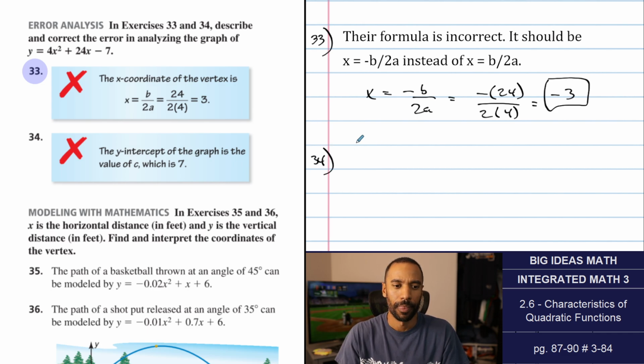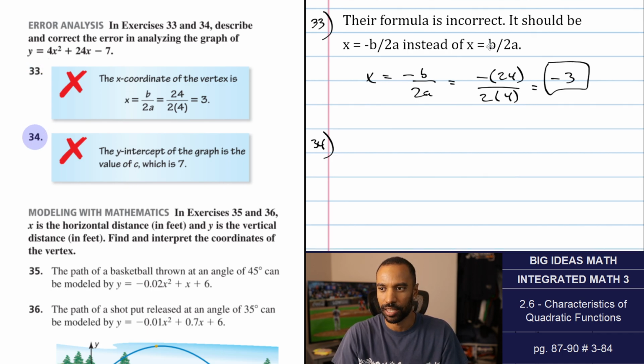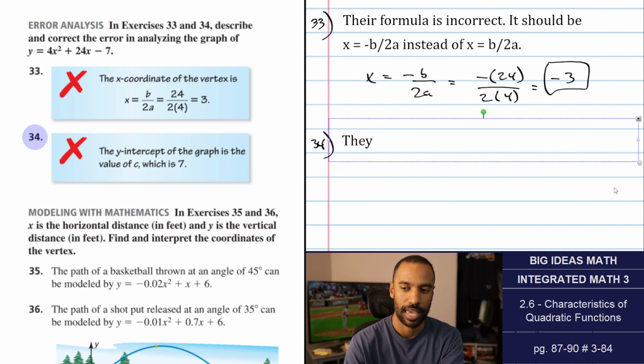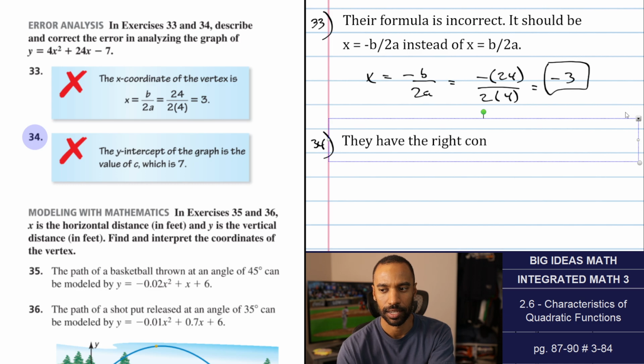Number 34, the y-intercept of the graph is the value of c, which is x, which is 7. This is kind of a silly mistake. It's not one I anticipate many students to have. They're on the right track. They have the right constant.